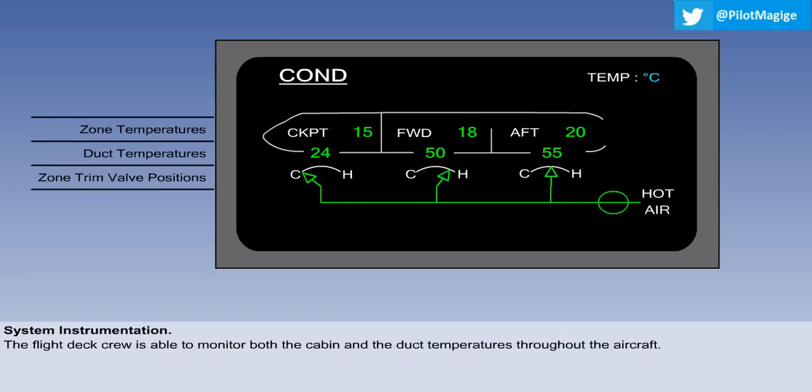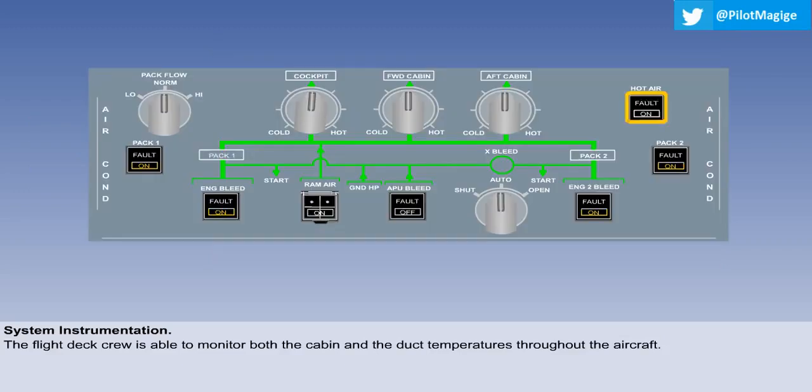The flight deck crew is able to monitor both the cabin and the duct temperatures throughout the aircraft. On the Airbus electronic screen air conditioning page, shown here, the zone temperatures are shown, as are the duct temperatures. The positions of the zone trim air valves are also graphically displayed. The crew also receives warnings in the event of malfunctions in the system. For instance, if the temperature of the air in the trim air duct becomes excessive, the amber fault light in the switch will illuminate.